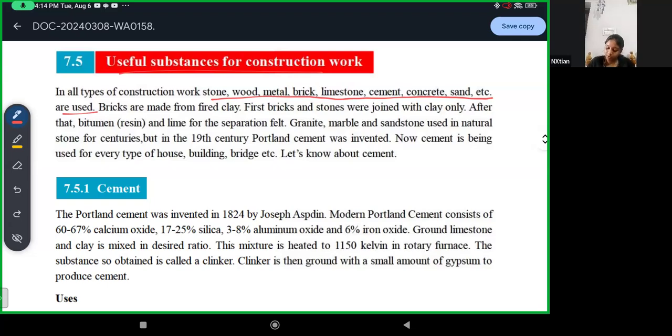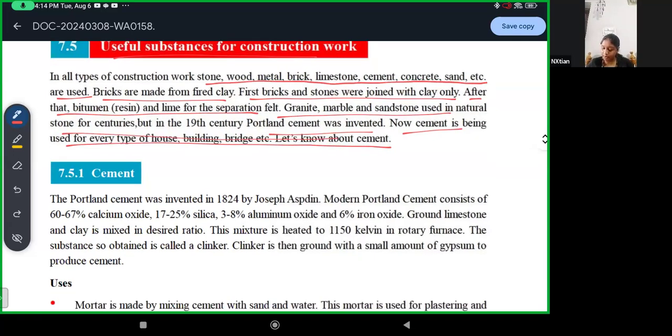Bricks are made from fired clay. First, bricks and stones were joined with clay only. After that, bitumen, resin, and lime were used. Granite, marble, and sandstone have been used as natural stone for centuries. But in the 19th century, Portland cement was invented. Now, cement is used for every type of house, building, bridge, etc.